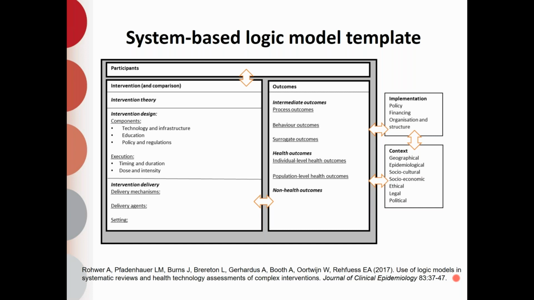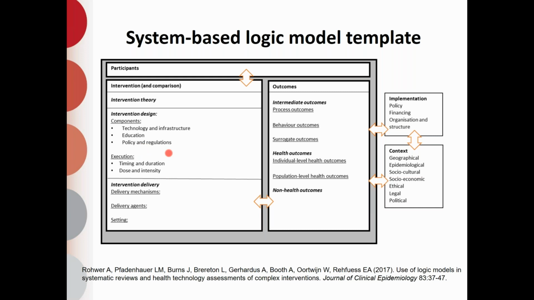For the system-based logic model template, we have a box for each of the PICO elements: for the participants, for the intervention, and then for the outcome. You can see that we added headings or categories to prompt authors to think about certain things. The idea is that the review team populates this logic model template accordingly. For a complex intervention, in terms of describing the intervention, you usually look at what was the theory behind the intervention or the aim of the intervention? How was it designed? So what are the components? There can be various types of components. It might be technology and infrastructure, it might be education, it might be policy and regulations.